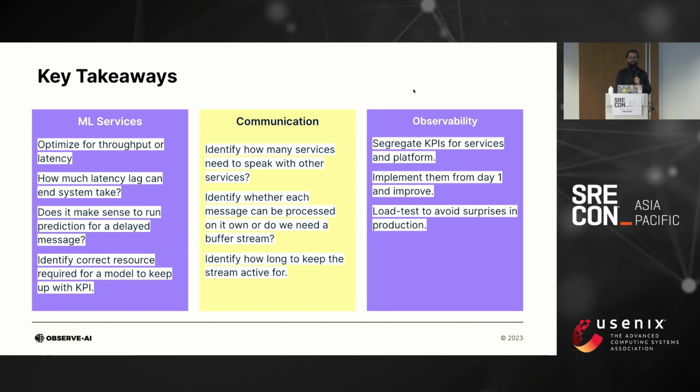Observability is another P0 requirement that I think should be bundled with the system design philosophy itself. So you should be able to segregate KPIs for services and platform. The services would entail what resources you need, what GPUs, CPUs, but the platform would tell you the queue depth on which you want to scale, what the communication latencies are that you would need to minimize, and so on and so forth. And finally, load test to avoid surprises in production, so that when you go from 0 to 10,000, there aren't any issues.